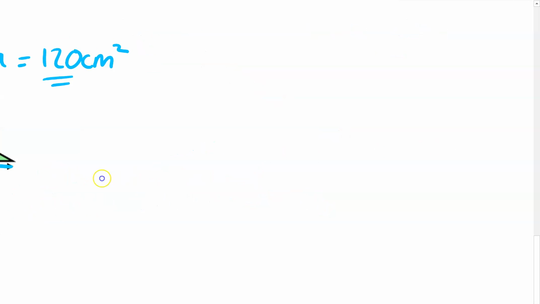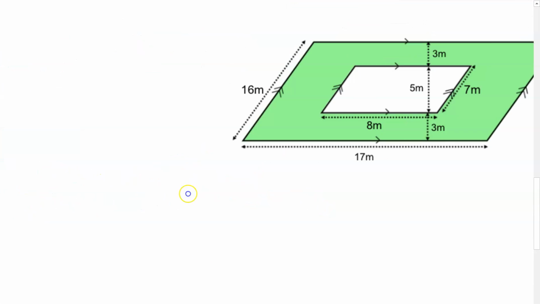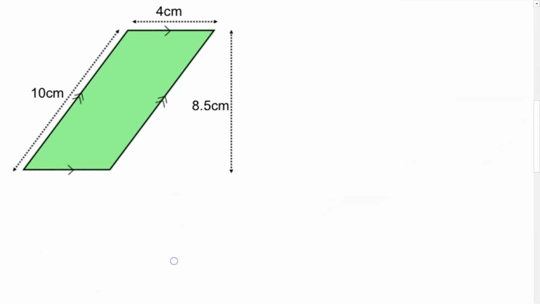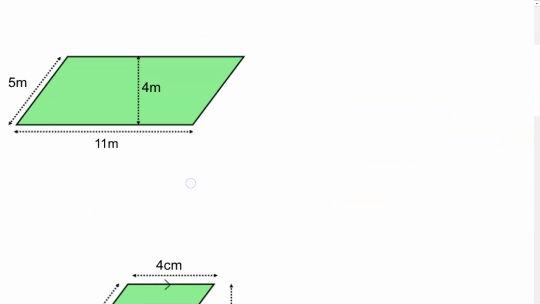Right, I'm going to move on to parallelograms. Parallelograms are quite a bit easier, so I should be able to get through this a bit quicker. A parallelogram is kind of a rectangle that's been a bit squished. So what we're going to do is chop this triangle off the end here. Chop, chop, chop, it's all gone. I'm going to move it over to here and slot it in that gap.